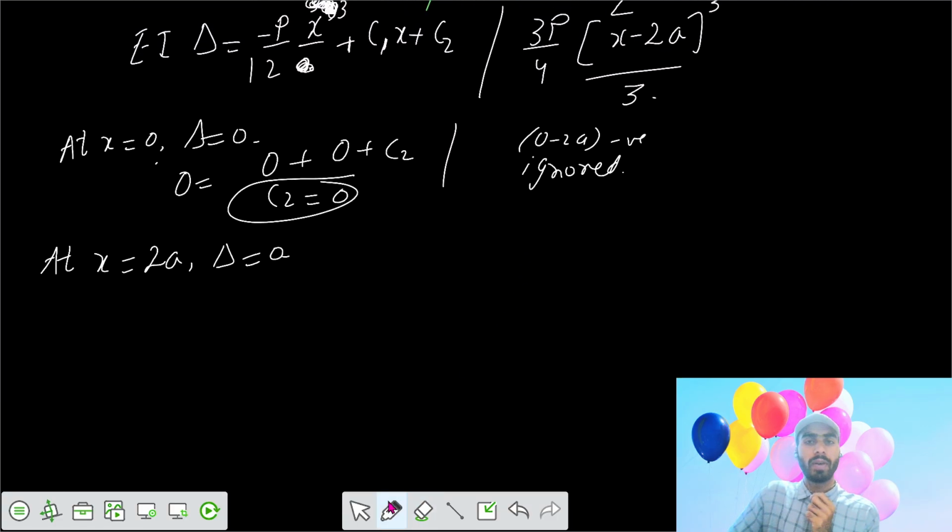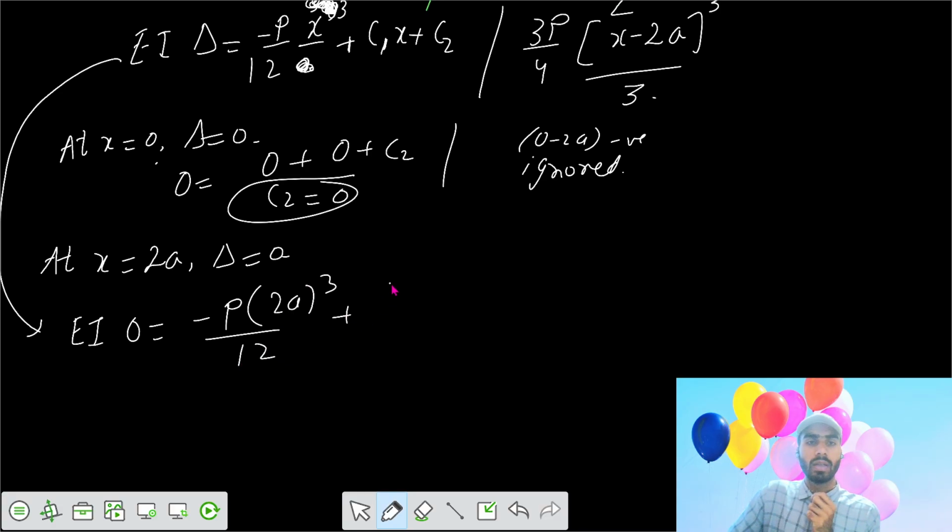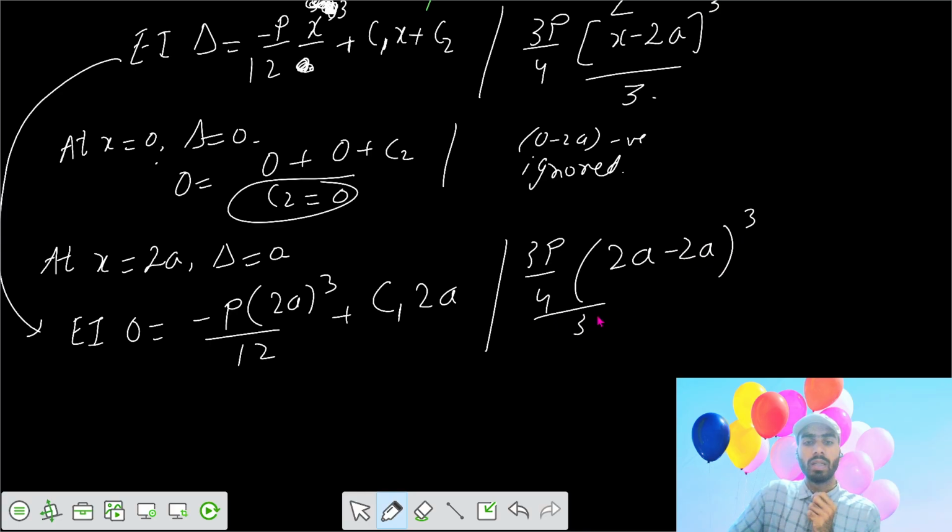If we substitute the value in this equation, EI into 0 equals minus P into x cubed, that is 2a cubed by 12, plus constant C1 into 2a plus 0. Then after that we have 3P by 4 and we use x equals 2a. That means 2a minus 2a cubed by 3, which comes out to be 0. So we can get the value of C1, and that comes out to be equal to Pa squared by 3.